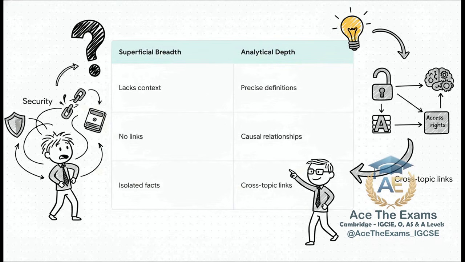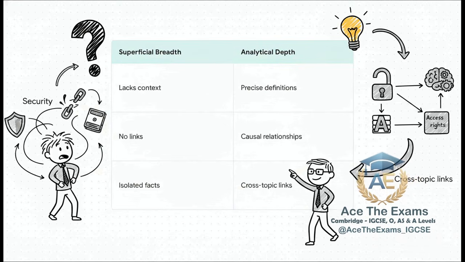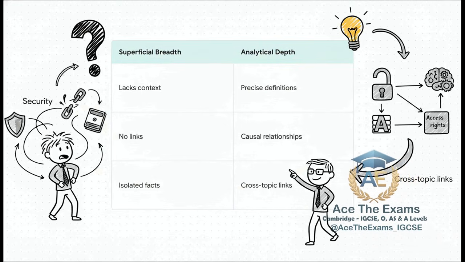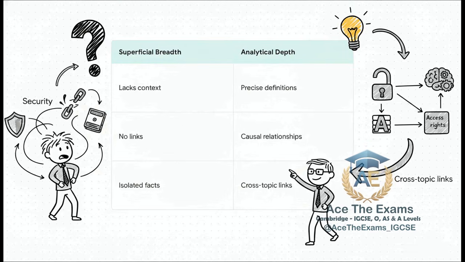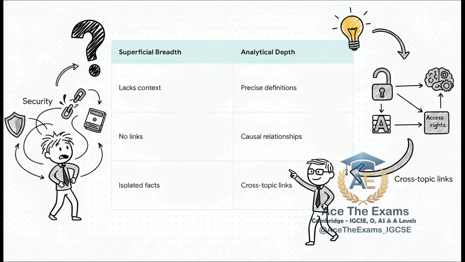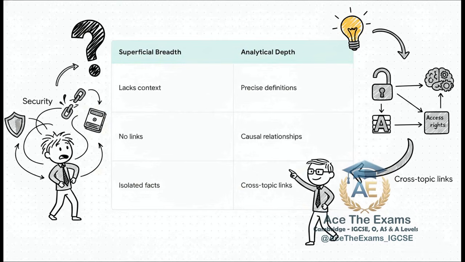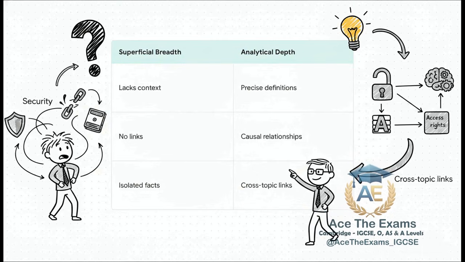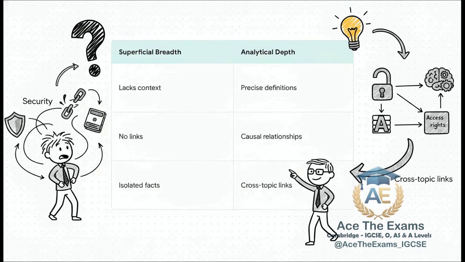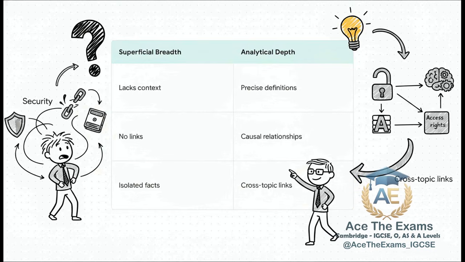On the right, we have analytical depth. This is the computer science success blueprint in action. This is where you actively gain marks by building causal chains. For instance, principal examiner reports tell us that candidates who make cross-topic connections, like linking database security features directly to encryption standards and access rights from earlier in the syllabus, achieve significantly higher grades.